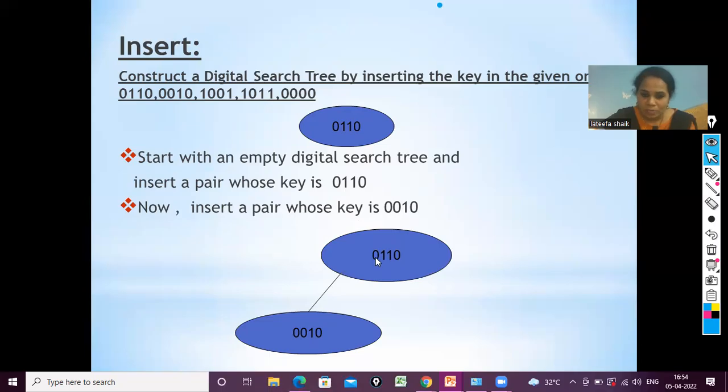So for that first level, you have to consider the first bit of your insertion key. What is the key which you wanted to insert? 0010. So consider the first digit, that is a 0 here. So we can insert the element in the left subtree. After inserting, this is what the tree becomes.